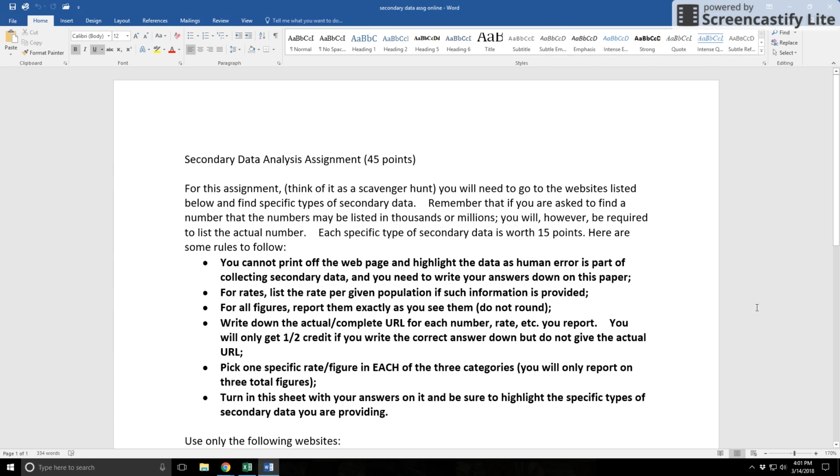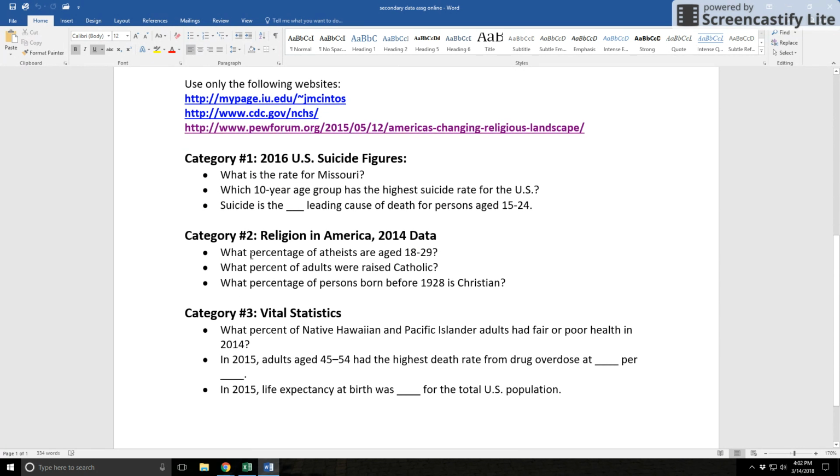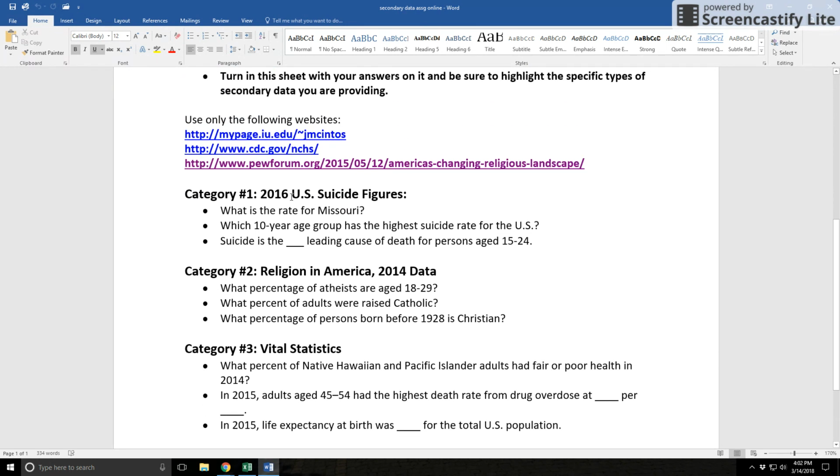So let's talk about the secondary data analysis assignment with 45 points. There are 3 things to turn in. You will answer one of these 3 questions, just one. You will answer one of these 3, that's your second, and one of these 3, that's your third. So you're not giving me all information in category 1 and 2 and 3. You give me 3 total bits of information. You're answering, say, this question here if you want, and this question here, and that question there. So one in each category.